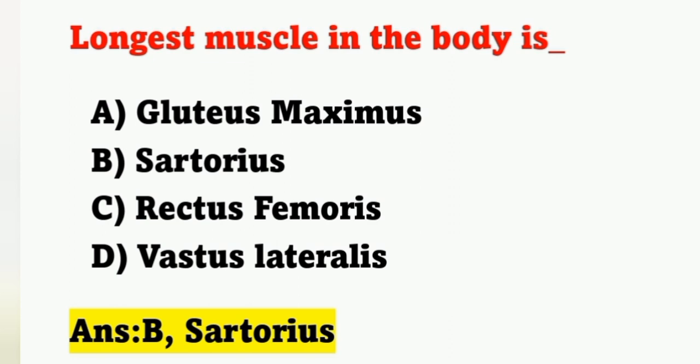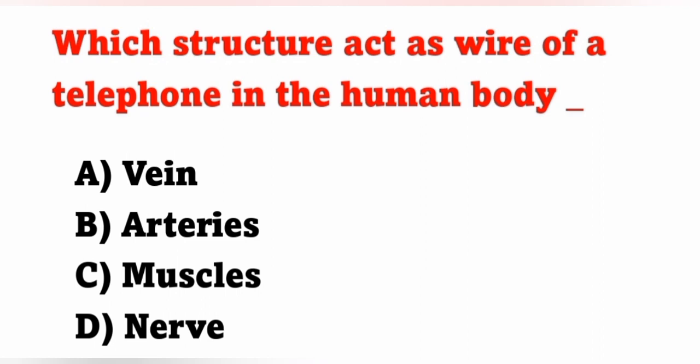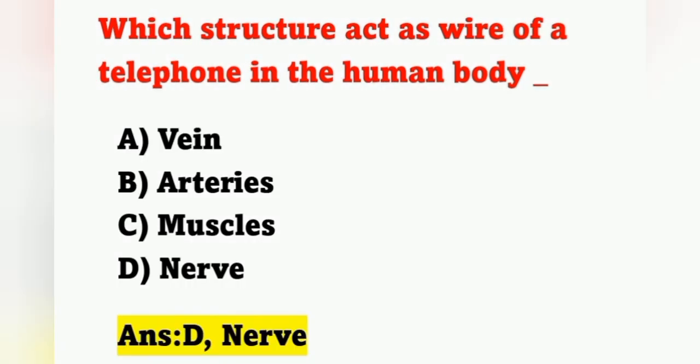The next question, which structure acts as the wire of a telephone in the human body? This is one of the previous year RRB questions. Options: option A veins, option B arteries, option C muscles, option D nerves. The structure which acts as a wire of a telephone in the human body is nerves. Option D is the correct answer.